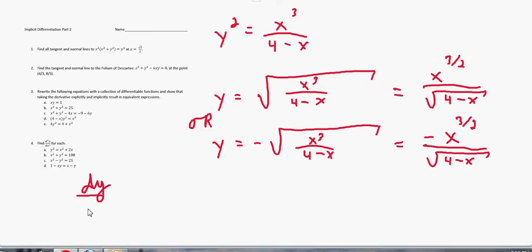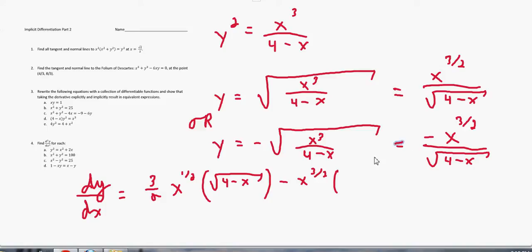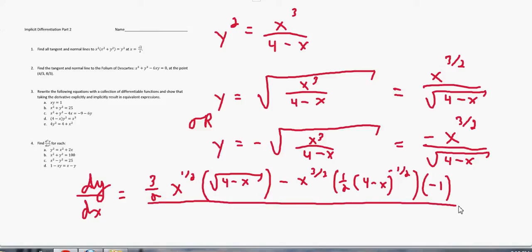Just looking at this, dy dx is going to be, using our quotient rule, 3 halves x to the 1 half times square root 4 minus x, minus x to the 3 halves times 1 half 4 minus x to the negative 1 half times the derivative of the inside, which is negative 1, over the bottom squared, which is just 4 minus x.